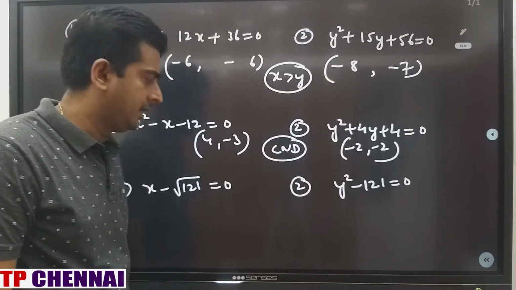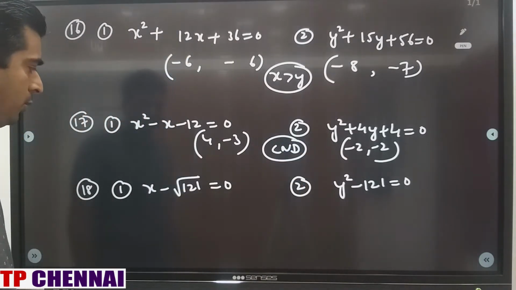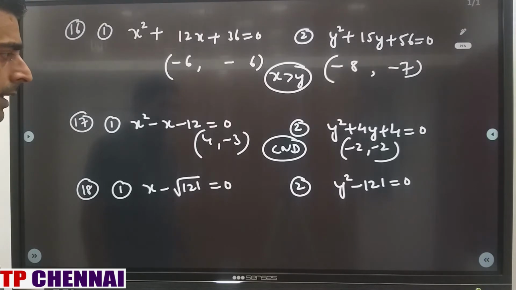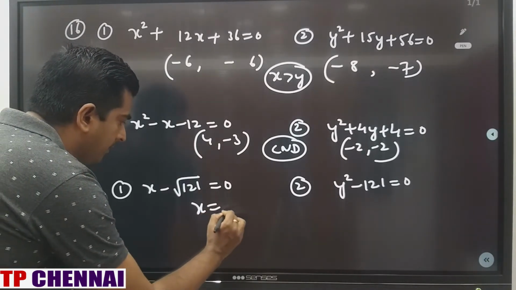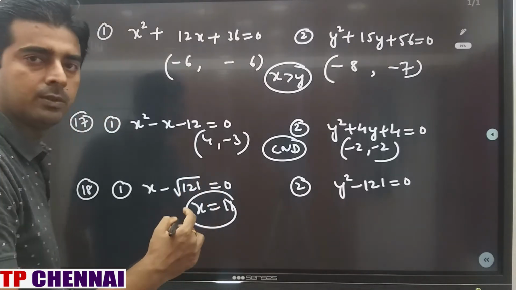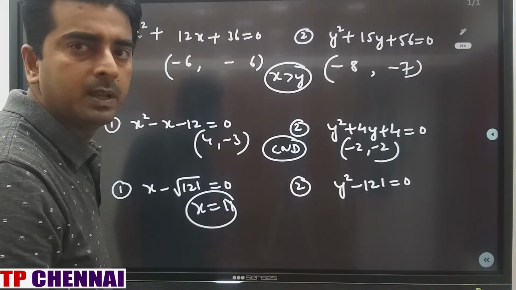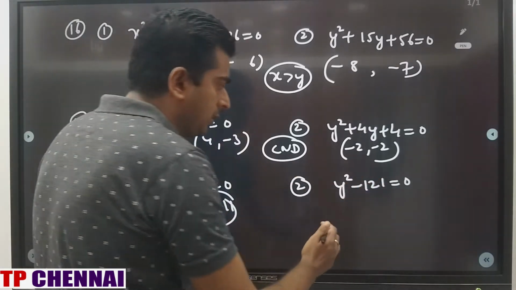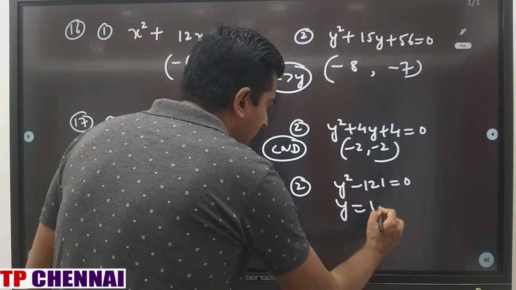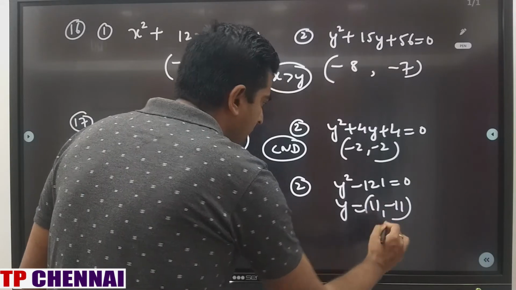My answer is C and D. Next one, x minus square root of 121 is equal to 0, y square minus 121 is equal to 0. So x is equal to 11. When you take minus square root of 121 to the RHS, it becomes square root of 121, which is 11. y square is equal to 121, so y is equal to 11, minus 11.